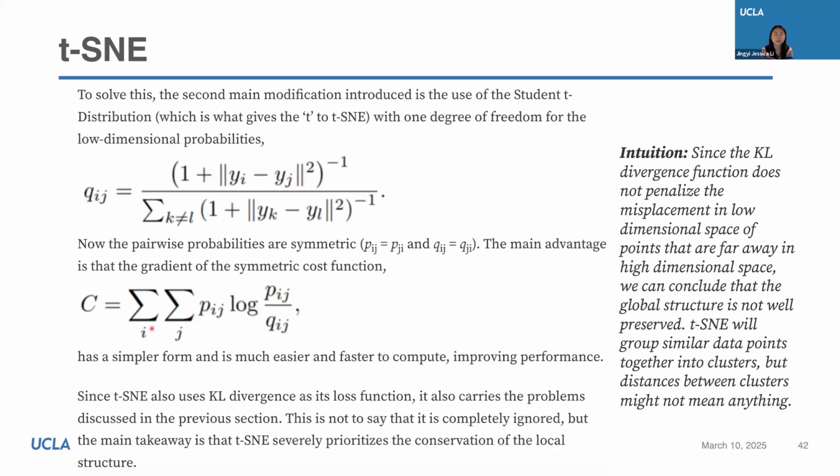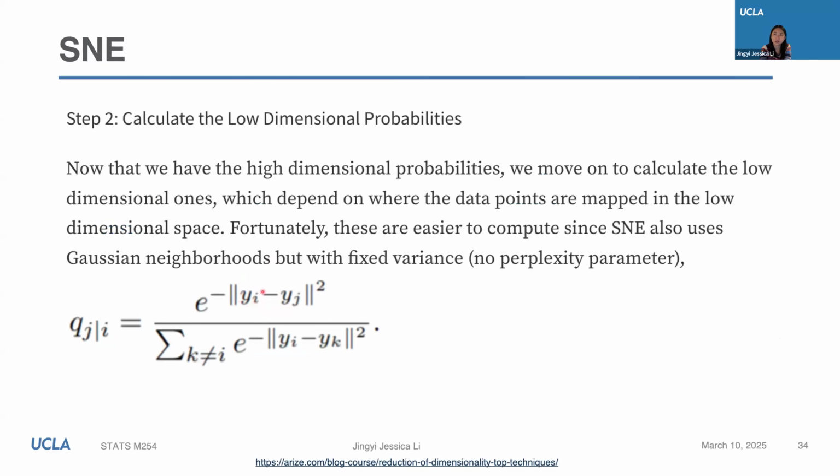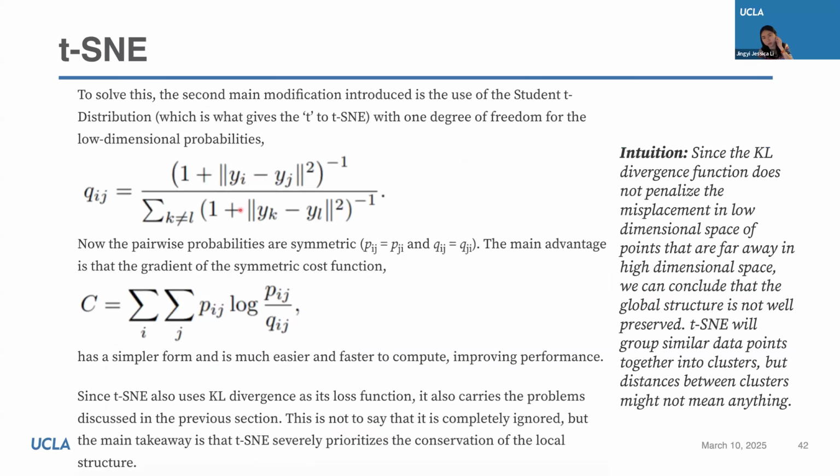And to solve the crowding problem, the second main modification introduced the use of a Student t distribution. And this is what the t means in t-SNE, with 1 degree of freedom for the low dimensional probability instead of using the Gaussian. So remember, this Q_ij previously is this. Take a look. So we're using the Gaussian density in the original SNE for Q_j given i. But now we are just using the density function for the t distribution. Okay. So this will make that we also define it in the symmetric way. So the main advantage is that if you want to calculate the gradient for the cost function, the symmetric cost function has a simpler form and is much easier and faster to compute, improving performance.